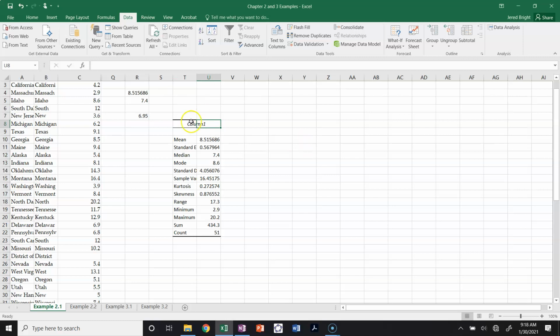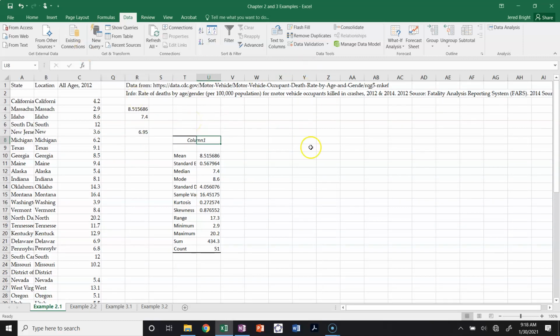All right, so make use of this Excel sheet. Try the data analysis tool pack and those commands with other columns to get some more practice.